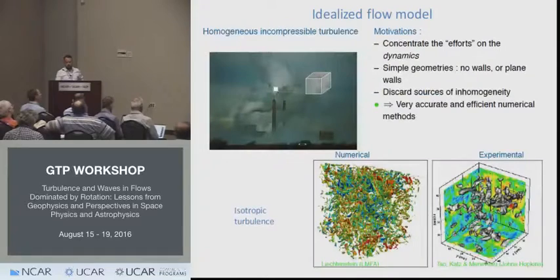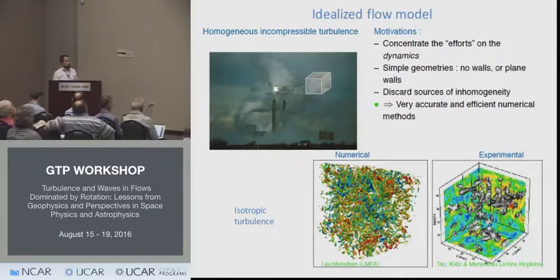But the simplification we're using is an idealized flow model in which we have large scale instabilities, we have distortions, and we are talking about basically a smaller scale than the synoptic scales that could appear in geophysical flows, for instance. And we're looking at a box of turbulence, which is either starting from initial conditions and we let it decay, or which is forced by, let's say, large scale instabilities that could appear in the flow.